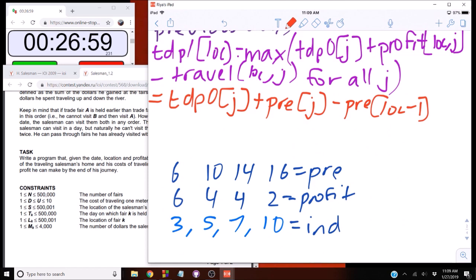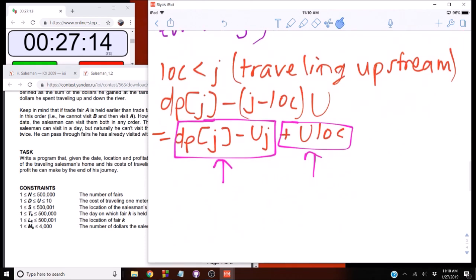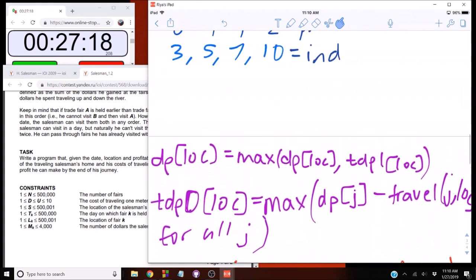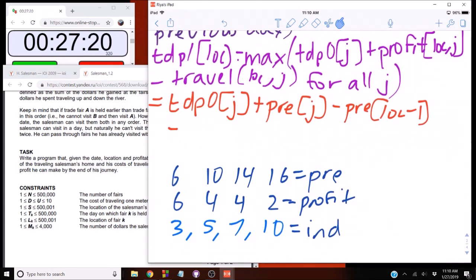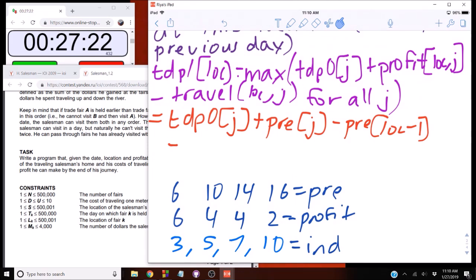Okay. So I have the TDP0 of j plus the profit, which is the prefix sums, minus the travel. Oh yeah, and just to be clear, this is if lock is less than j. If lock is greater than j, we just do the equivalent thing, just using d instead of u. You do it uphill.